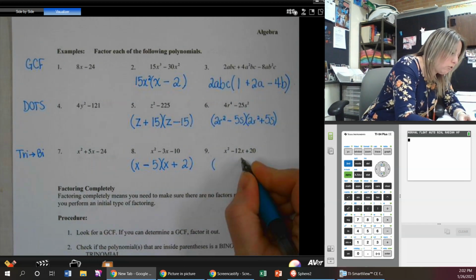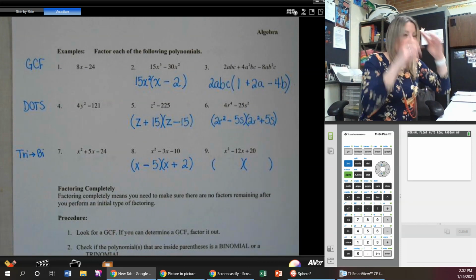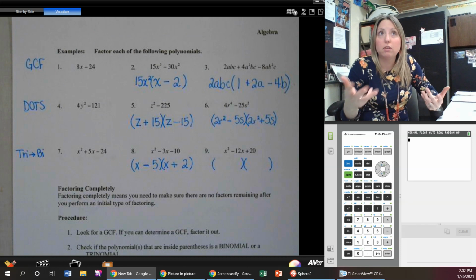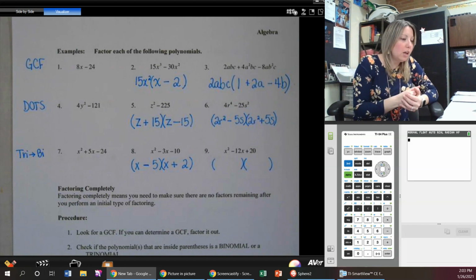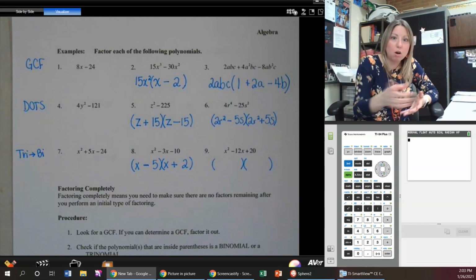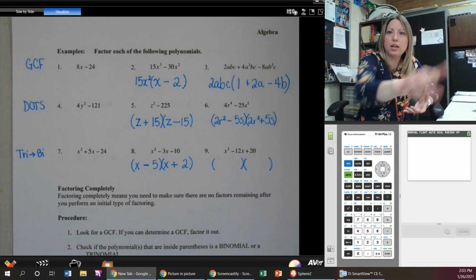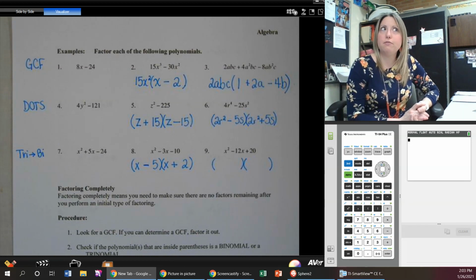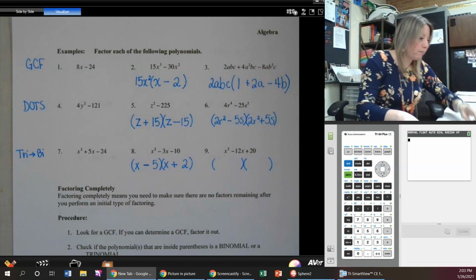So what are some potential factors of 20? Well, 20 and 1, always the number and 1. And then 10 and 2. Oh, wait. 10 and 2 will add up to 12. Will 4 and 5? No, they add up to 9. So there we are. Okay, let's try it.